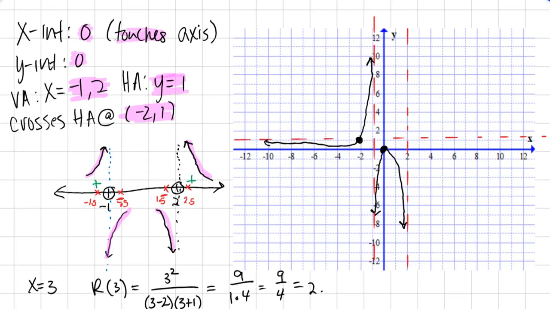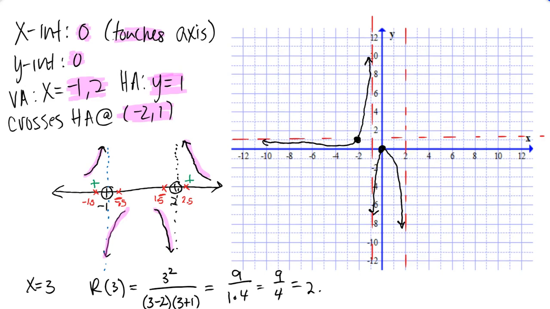So at 3 and 2 point something, that would be about right here. I'm going to approach the vertical asymptote going to positive infinity and then approach the horizontal asymptote this way.